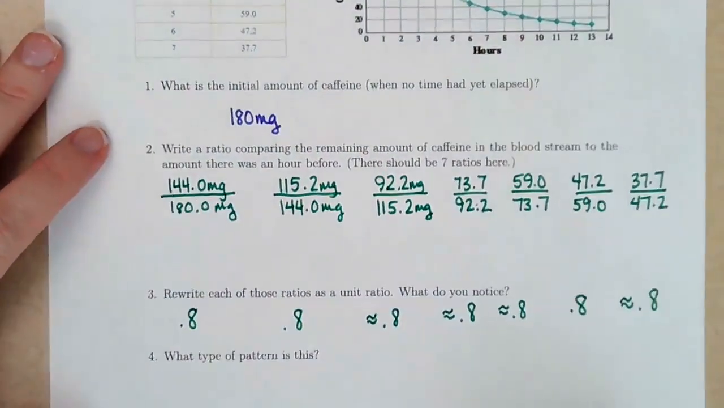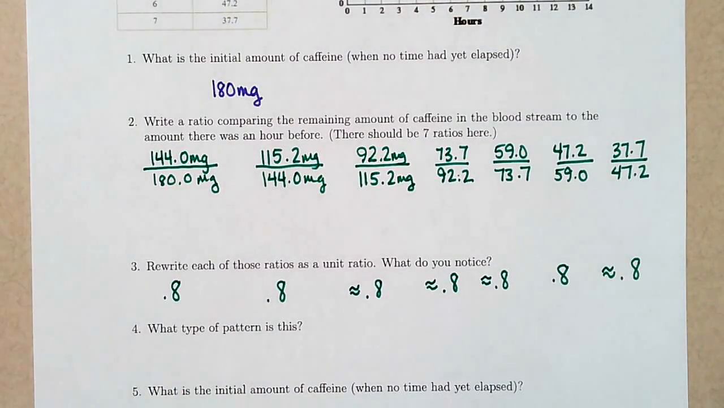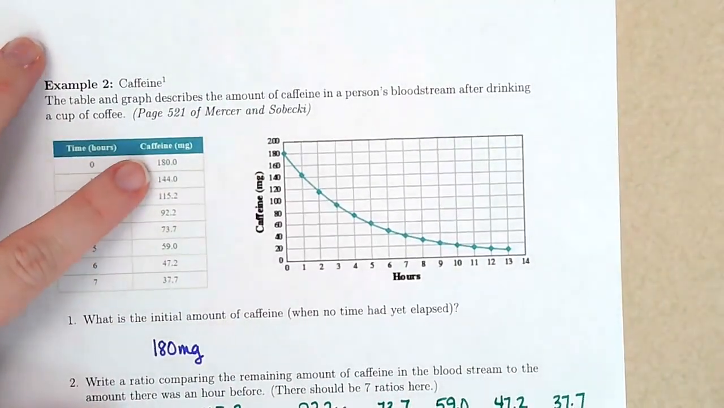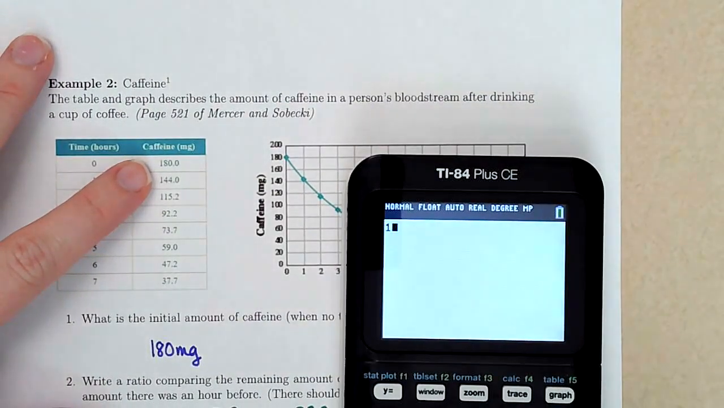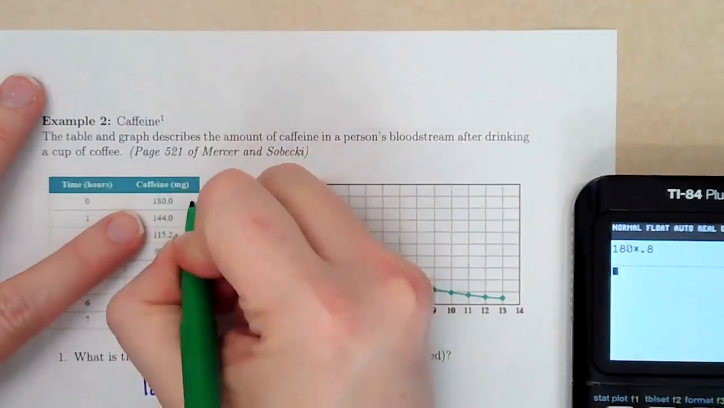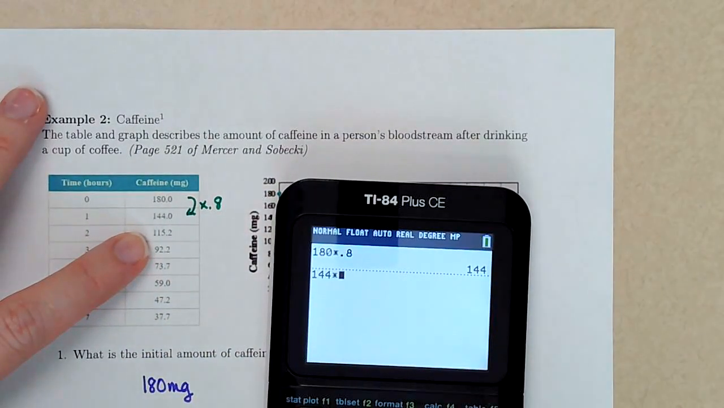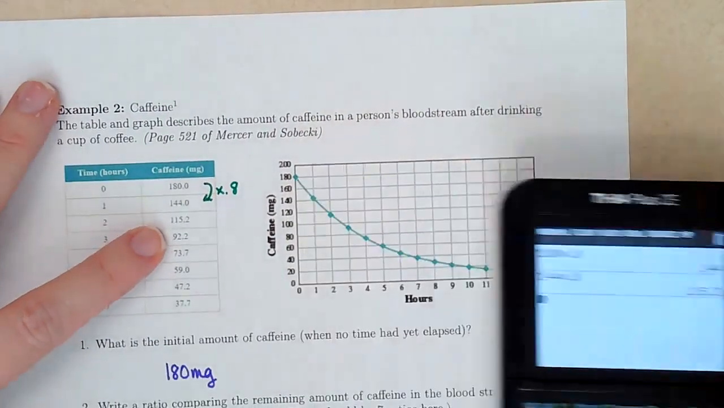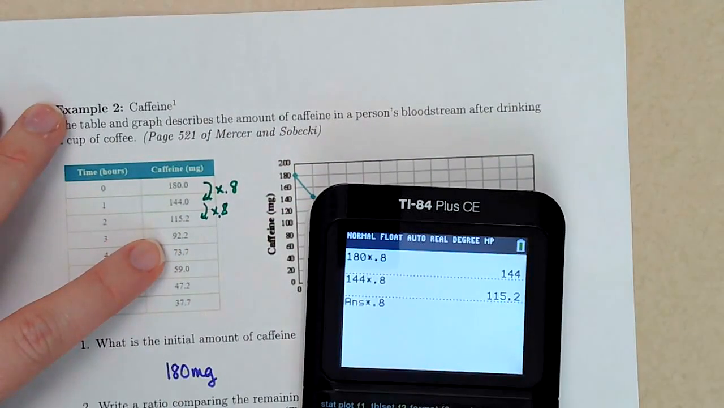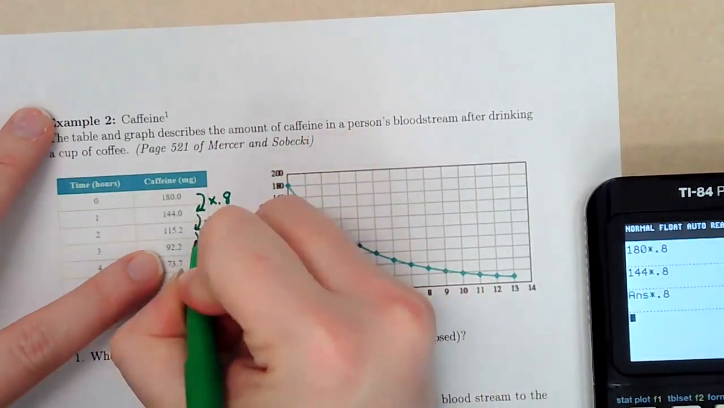Oh, so each one of these ratios, if you go down, okay, so what's cool about this is here's what I see then. Notice that if I take 180 and multiply it by 0.8, I get 144. What kind of pattern is this? I see a constant multiplier. 144 times 0.8 is 115.2. That 115.2 times 0.8 is 92.16. So it got rounded to 92.2.